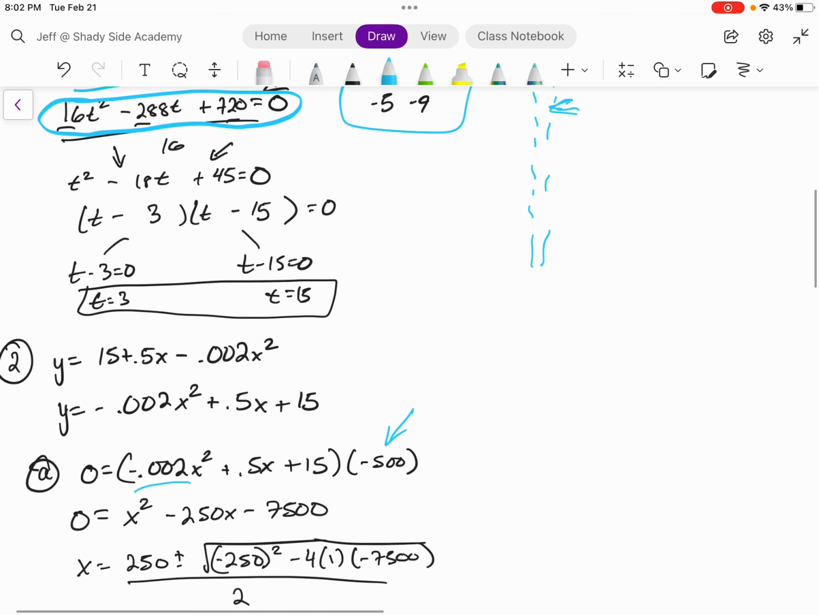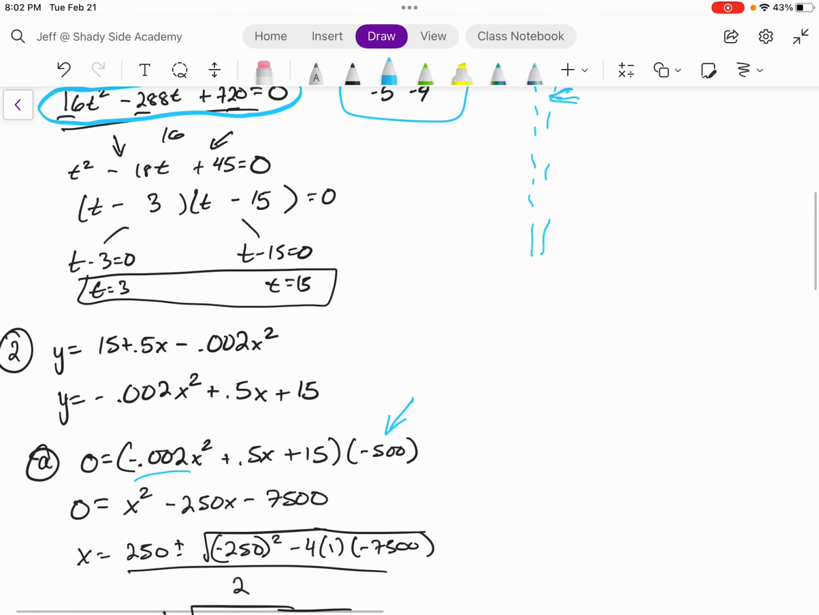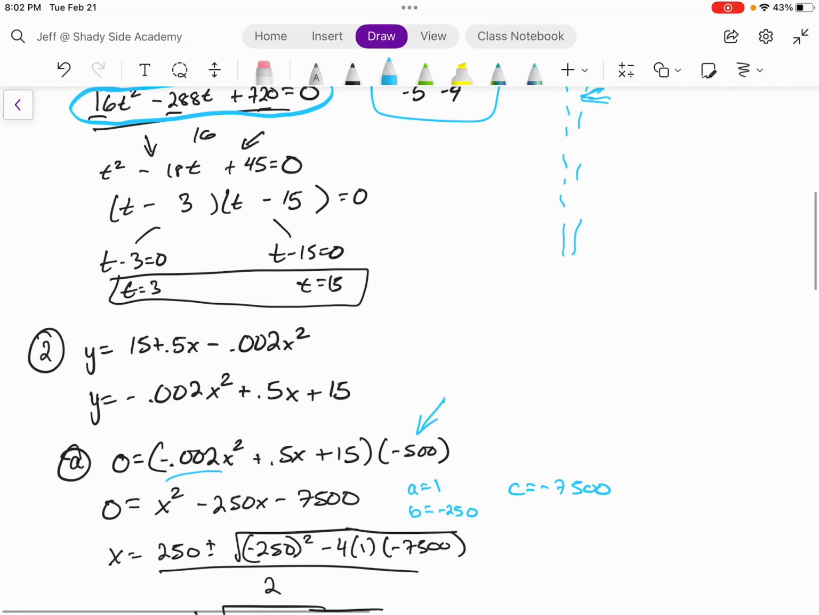So here's my quadratic formula exercise where I said, oh look, negative b, that's positive 250, right? Because a is 1, b is negative 250, and c is negative 7500. So negative b is positive 250, plus or minus the square root of b squared, 250 squared, minus 4 times 1 times negative 7500. That's 4ac, all over 2. So then I'm going to play with what's in the square root. And again, if you want to try this out for yourself, pause me and do that.